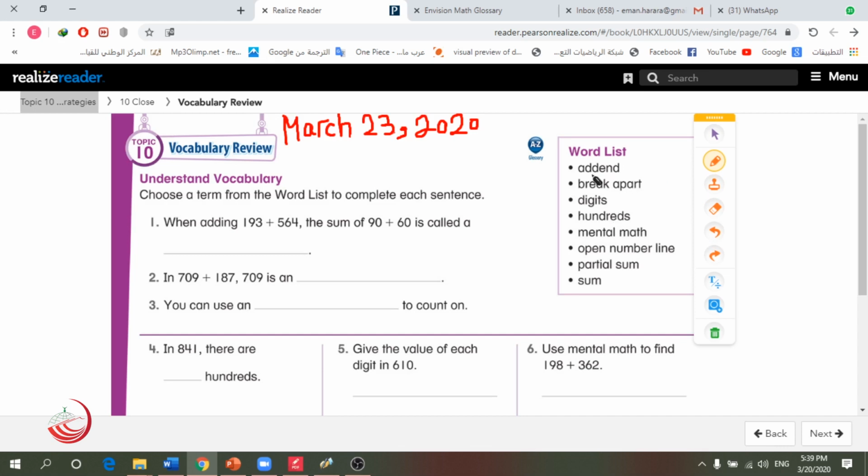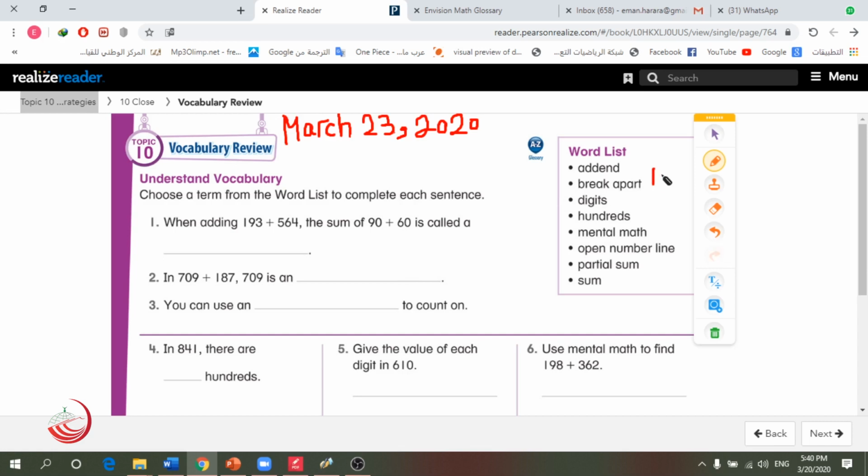The first word is addend. Addend. What is the meaning of addend? When I'm adding one number to the other, we call them addend. So 90 is an addend and 60 is another addend.